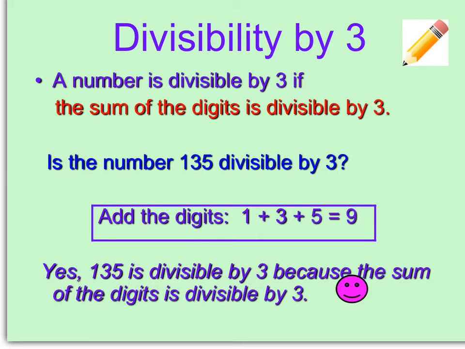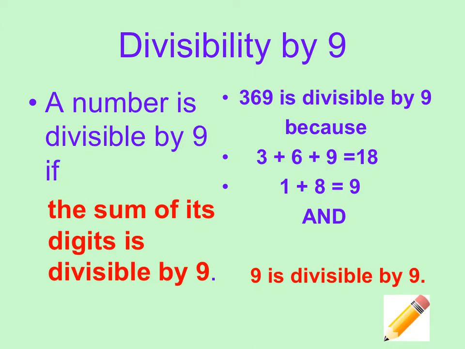Make sure to fill in your notes to show that a number is divisible by 3 if the sum of the digits is divisible by 3. That same trick works for 9s. If you add the sum of the digits and it's divisible by 9, then the entire number is divisible by 9. So for 369, I can add 3 plus 6 plus 9, which is 18.